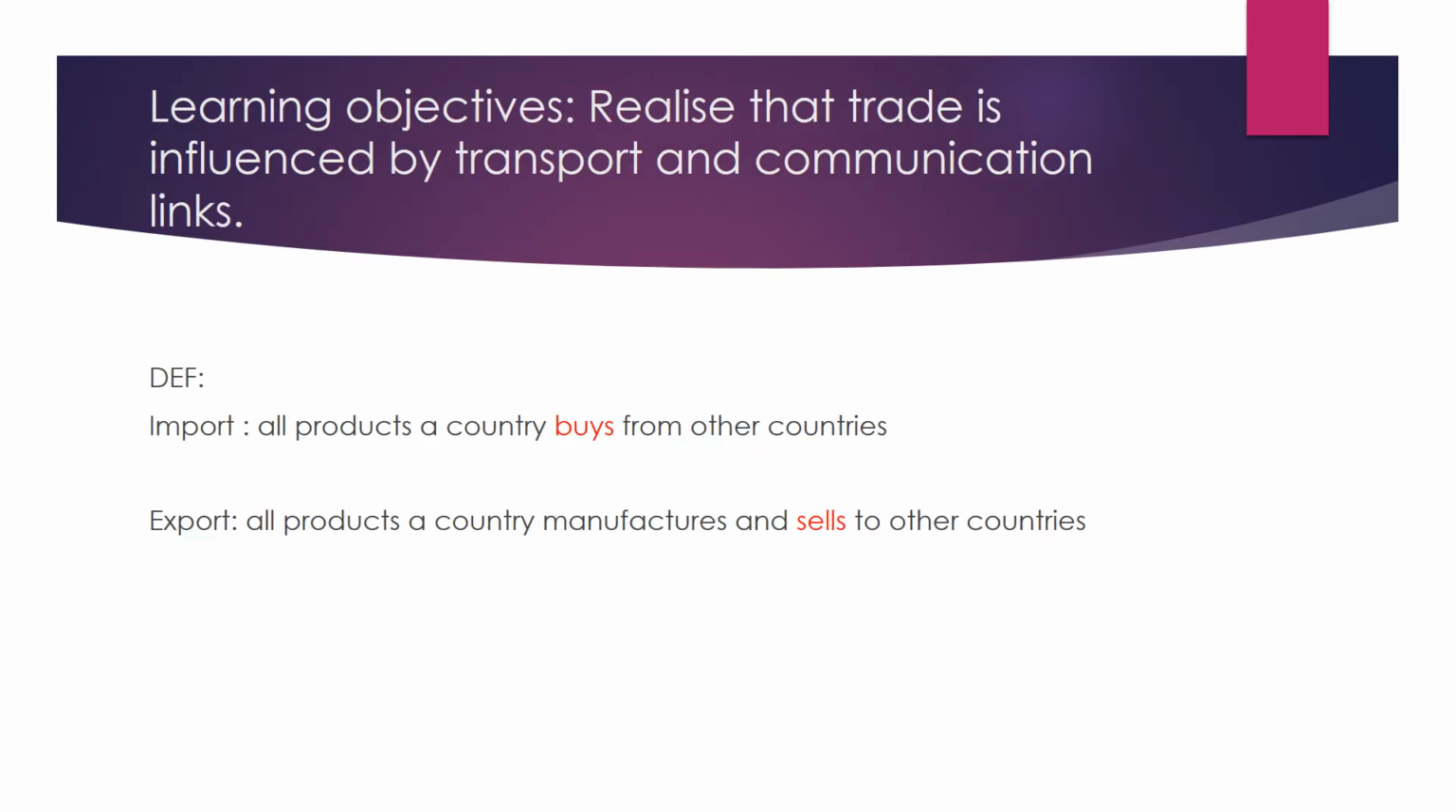So, our learning objectives are as follows. A learner needs to realize that trade is influenced by transport and communication links. But before we get into detail on that, we need to give the definition of what is import and what is export. So one firstly needs to understand the meaning of these two terms. When one talks about import, we say these are all products a country buys from another country. And export, we say, is all products that a country manufactures and sells to other countries.